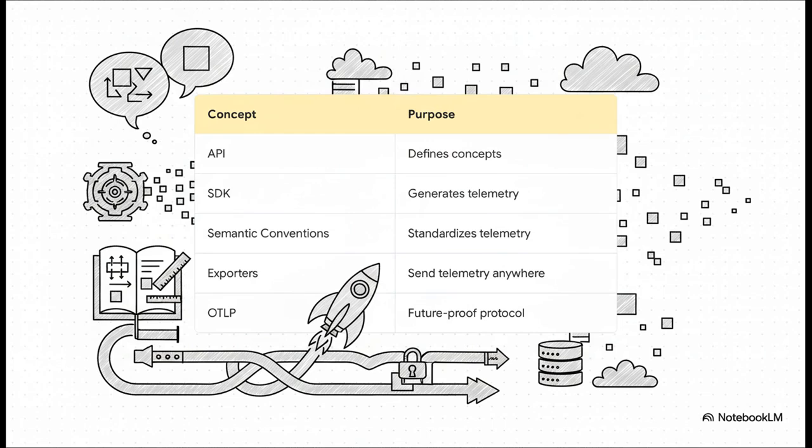So let's wrap this all up in a neat little bow. The API, that just defines the concepts. The SDK, that's the engine that actually generates the data. Semantic conventions, that's the all-important rulebook that makes the data consistent. Exporters send it wherever you want, and OTLP is the future-proof protocol that ties it all together.